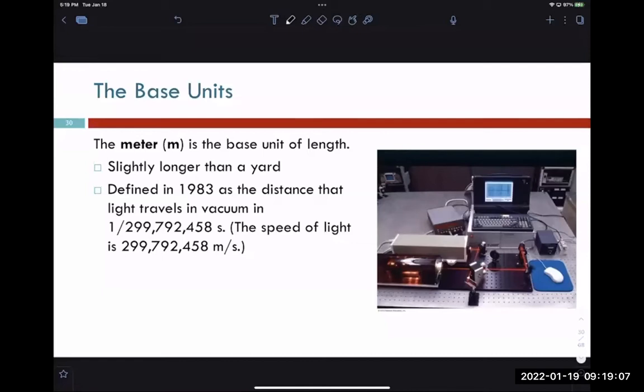So the meter is defined as the distance that light travels in a very, very, very tiny amount of time. So we use lasers and you can measure that.